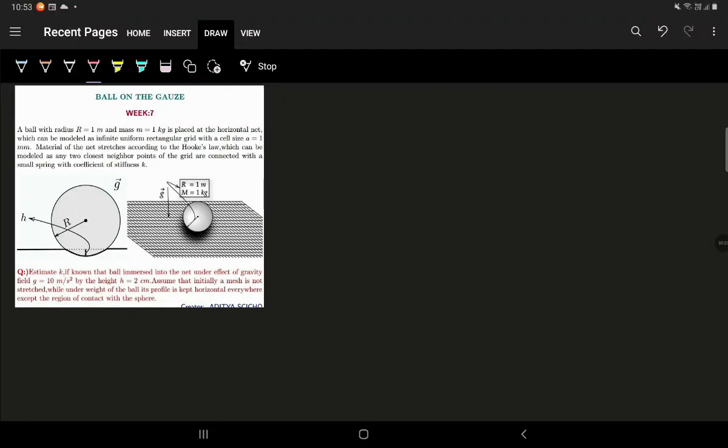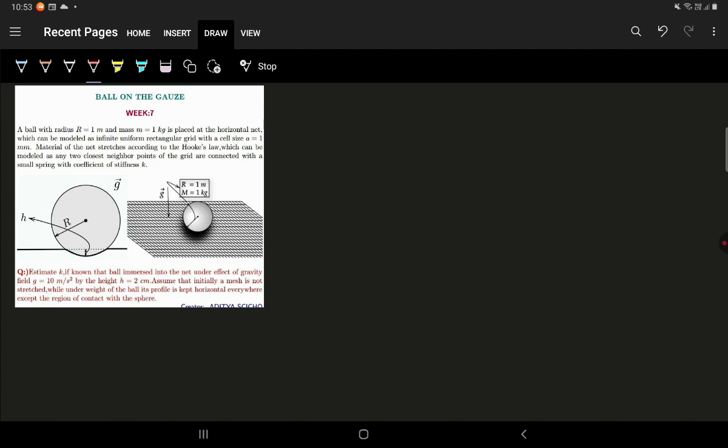Today I'll be talking about a problem which I posted many days ago in the community post, that is the ball on the gauze. I also mentioned the source from which I took the problem, and the details about what the problem is about.